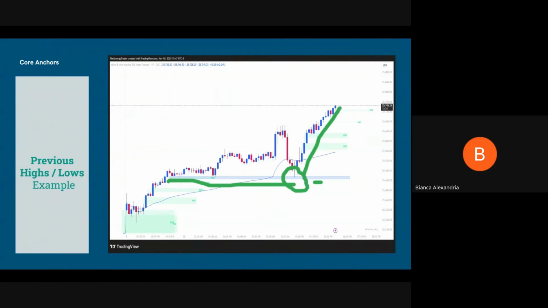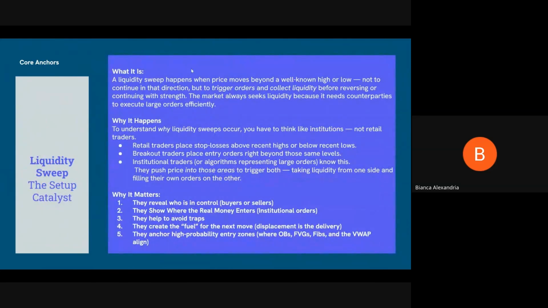Does that make sense, ladies? Or do we understand that concept at least? Yes. Okay, awesome. I'm trying to take the annotation off. Okay, cool. All right, so next, liquidity sweep.